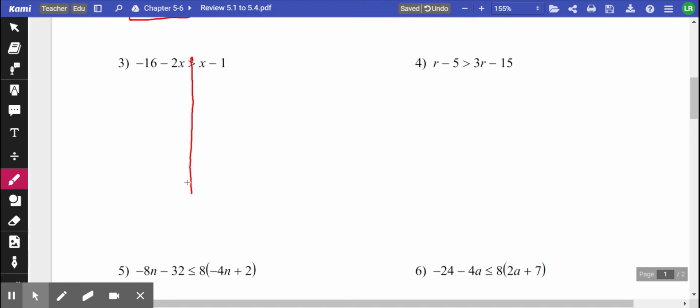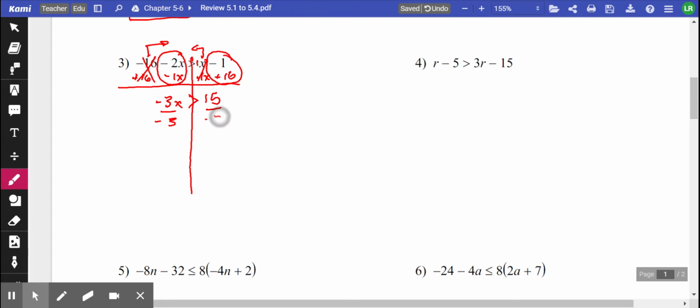Okay, number 3. Have variables on both sides. So we have to organize. Let's get our variables on the left. So I'm going to go -1x on both sides. That's 0, and I'm going to add these up in a second. Since my variables are here on the left, I have to move the -16. I'm going to add 16 to both sides. That's 0, and I'm going to add these up. So -2x plus -1x, that's -3x. -1 plus 16 is 15.